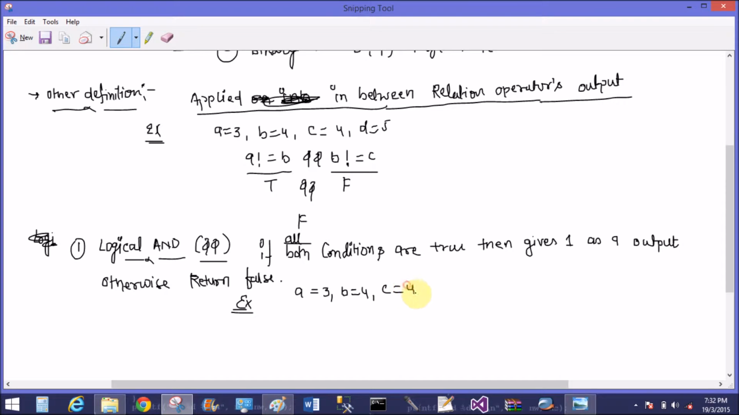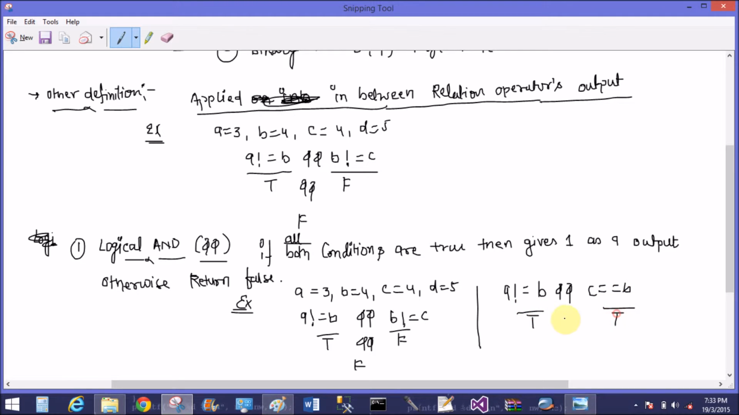A equals to 3, b equals to 4, c equals to 4, and d equals to 5. It's an example of logical AND operator. A is not equals to b double and b is not equals to c. A is true and the other is false, so output becomes false because one condition is false. Another example: a is not equals to b double and c is double equals to b. Both conditions are true, so return true as output.